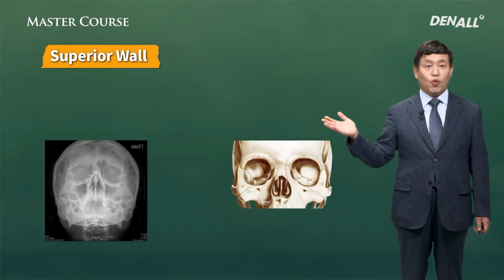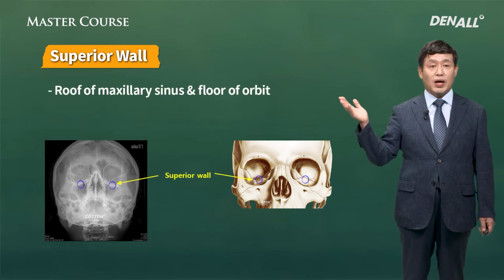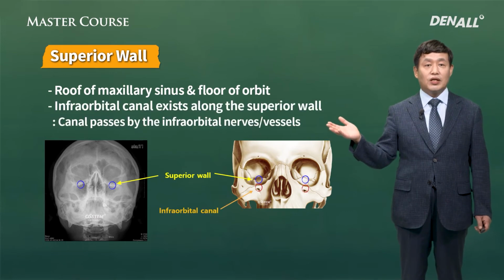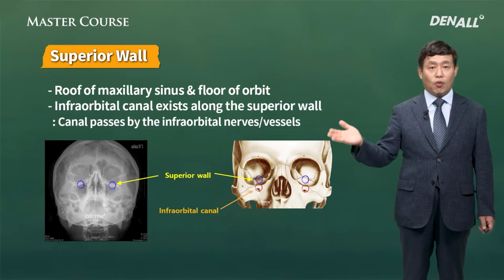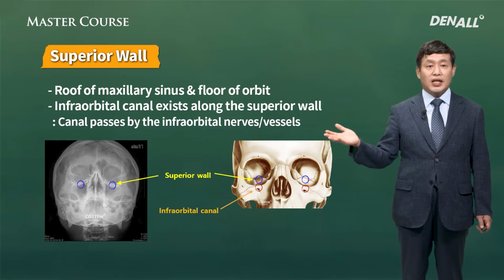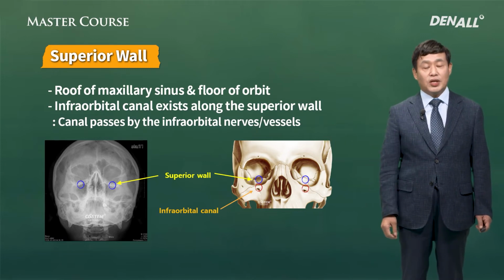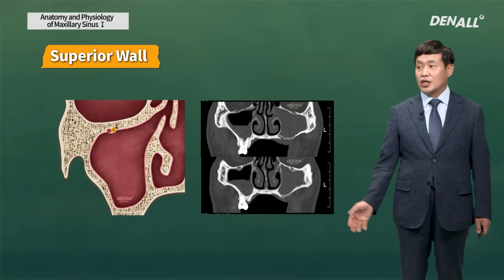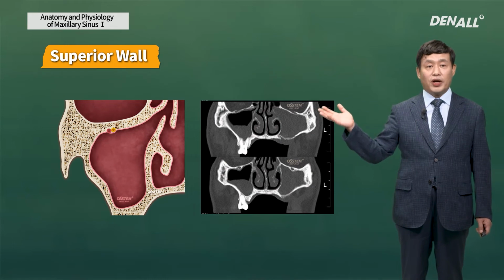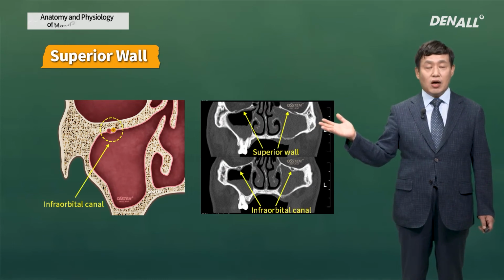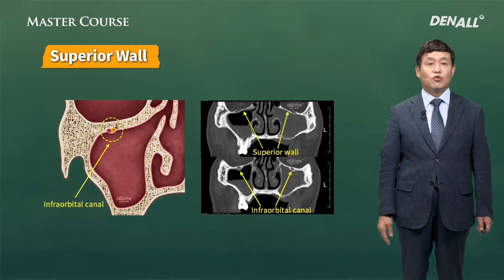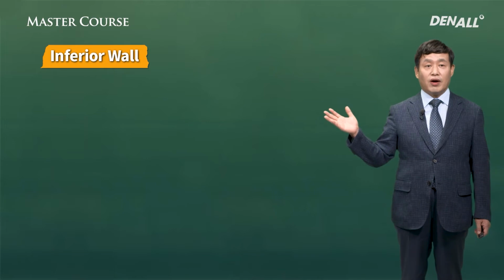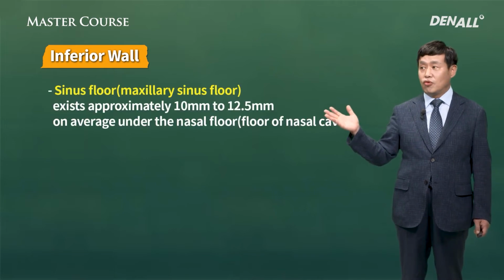Next, the superior wall of the maxillary sinus is the floor of the orbit. The infraorbital nerve and vessels exist, which are important, and they are high in the eyes. So during surgery, I don't think you will touch or invade that area. The superior wall of the maxillary sinus has the infraorbital canal where vessels and nerves pass. Next, inferior wall. It is the maxillary sinus floor.